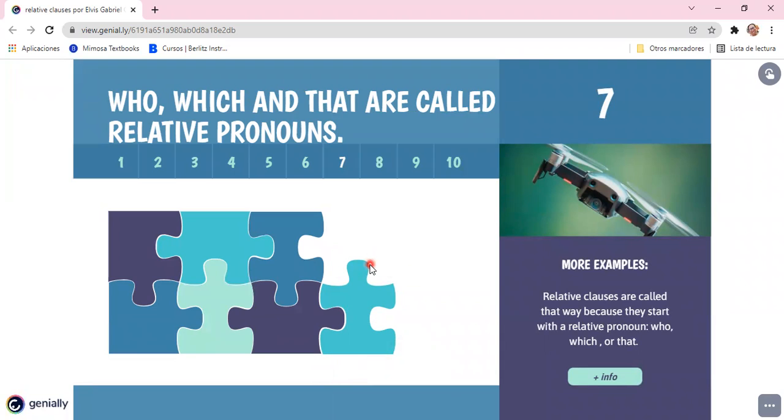So as I was saying, who, which, and that are called relative pronouns. Relative clauses are called that way because they start with a relative pronoun, who, which, or that. There are others, for example, whose.